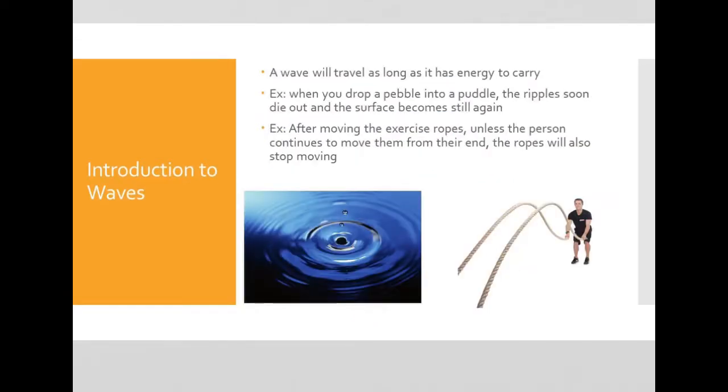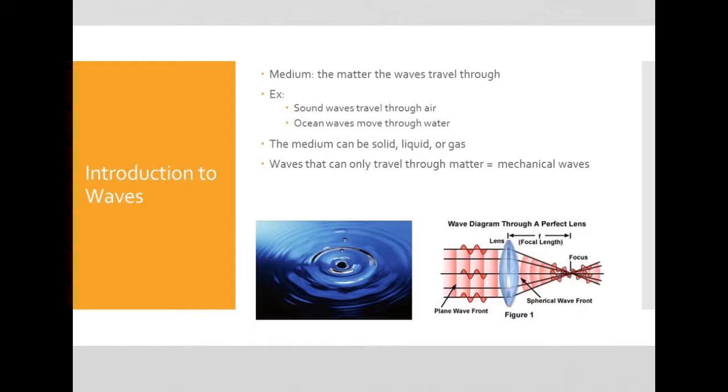And so a wave will travel as long as it has energy to carry. So when you drop a pebble into the puddle, the ripples will eventually die out and the surface will become still again after there's no more energy to carry and most of it has been transferred away. For example, unless the person continues to move the exercise rope from their end and therefore puts energy into the system, the ropes will also stop moving eventually once all the energy has been transferred.